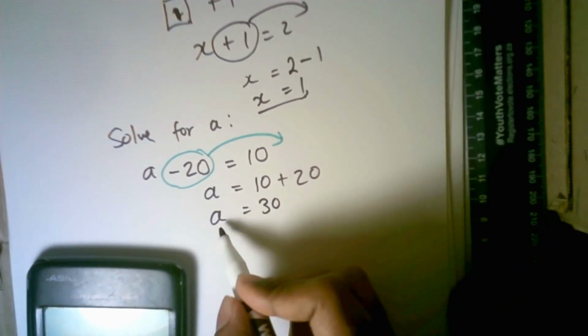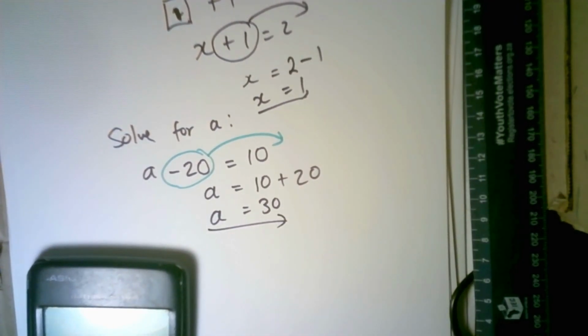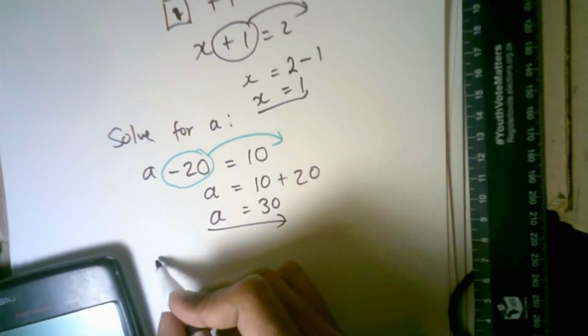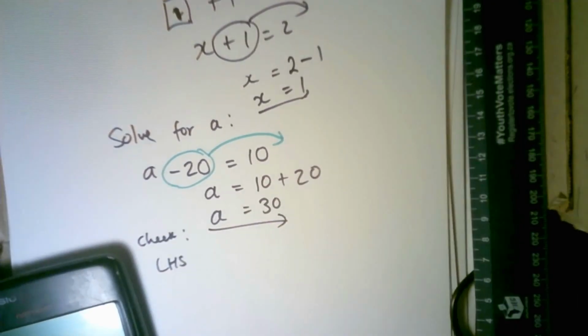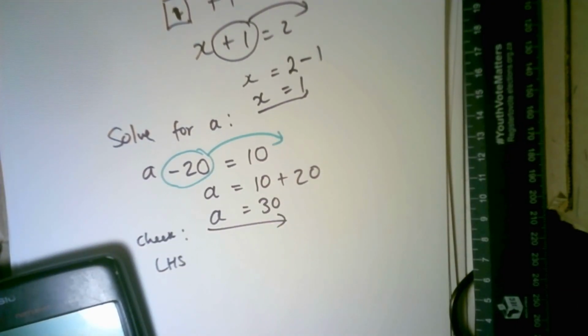If I substitute a is equal to 30 into the equation, I will see that my left-hand side, now this is just a check. Your answer ends at a is equal to 30. But if you have some extra time during the test or an exam, you can actually double check to see if your work is correct. And that is why I loved algebra in school, because you can double check your work as well.